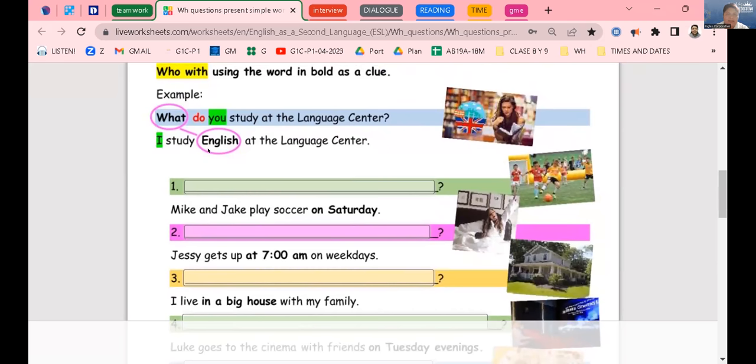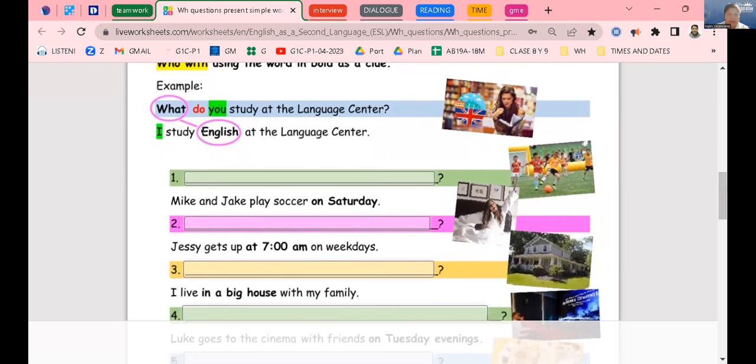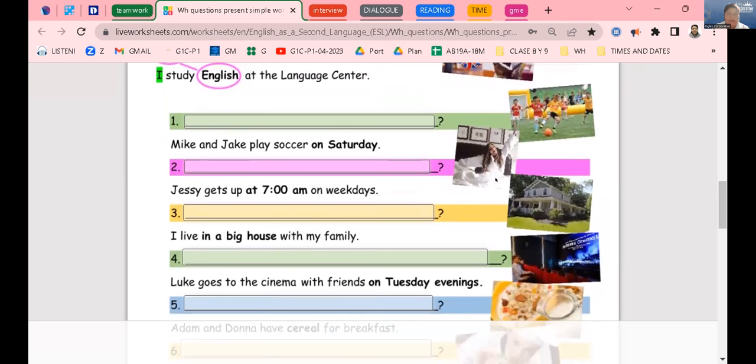I study English at the language center. What do you study? English. So look at this. This is an example of a double H question and the answer. So, what do you study? English. I study English. So now we have the answers.